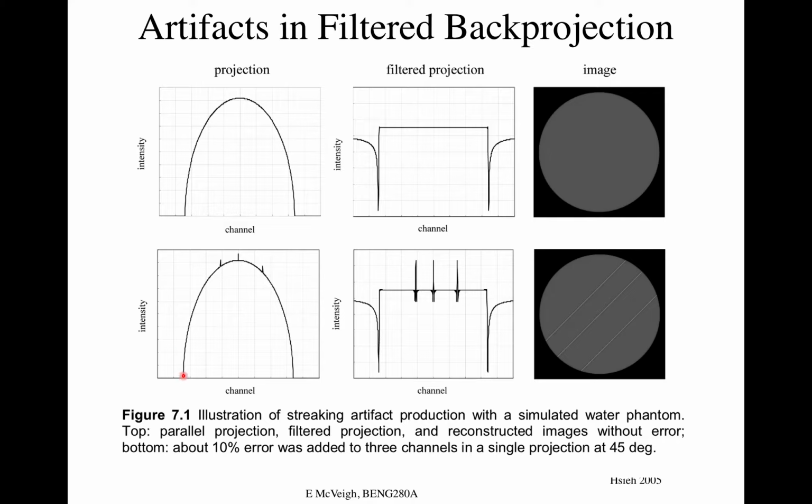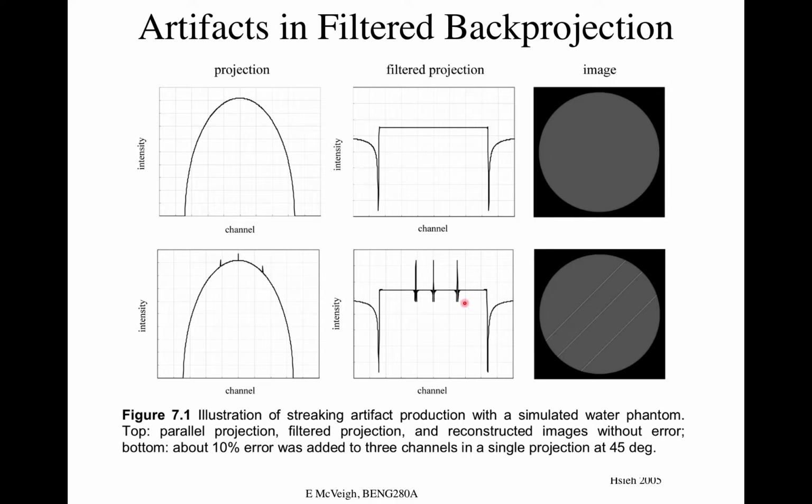If in our scanner, for whatever reason, we have a set of channels along here. Remember that along the L direction, we have about 1,000 individual detectors. Suppose, for whatever reason, a couple of detectors spike some noise, and that noise is like 10%, and it's added to one projection out of about 800 projections. So there's just one projection that has this noise.